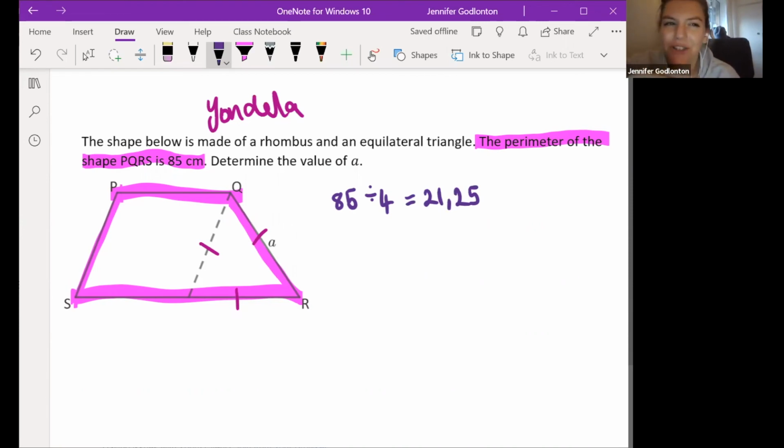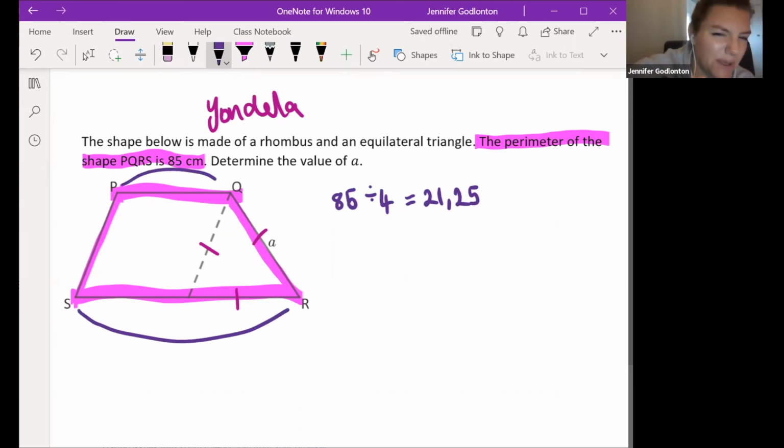I have some questions. Because if we're dividing it by 4, because you're saying all sides are equal, then are you saying that RS is the same length as PQ? It's not. Hmm. At least I tried.